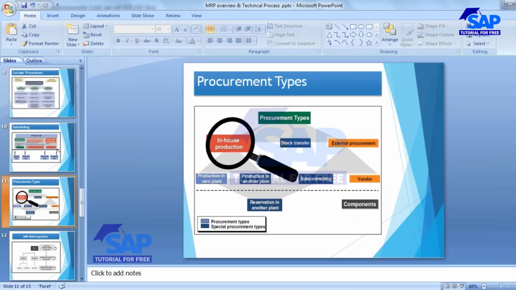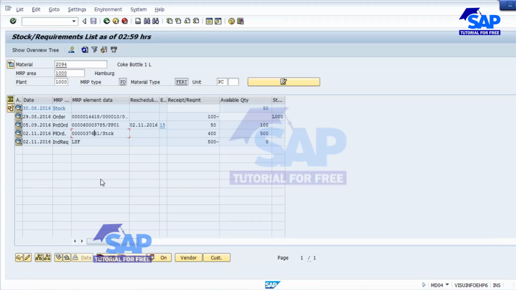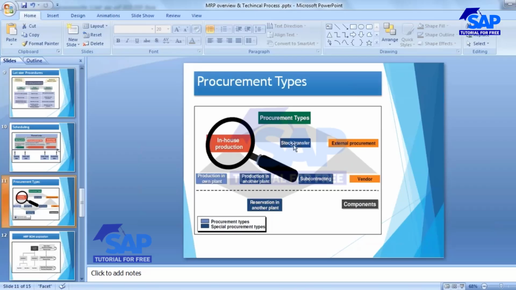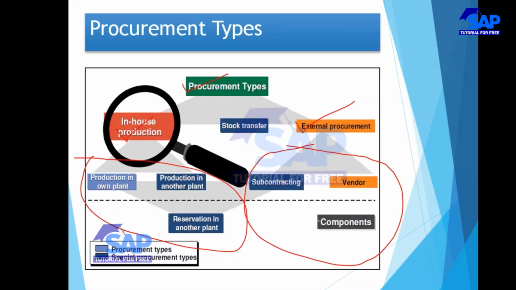Now the next question is how it will determine whether to generate a planned order or a purchase requisition. Here it has generated a planned order. Why has the planned order been generated? That is the question. What the system does is it goes to the material master and checks the procurement type maintained there. If it is maintained as in-house production, it will generate planned orders. If it is external procurement, it will generate purchase requisitions for the vendors. Based on the procurement type you maintain, it will generate accordingly.